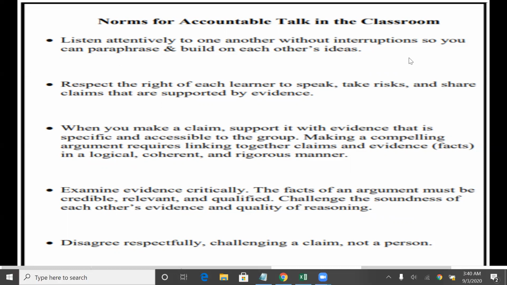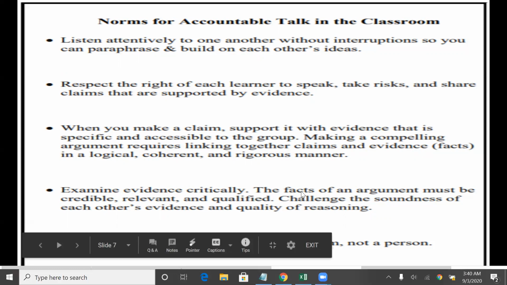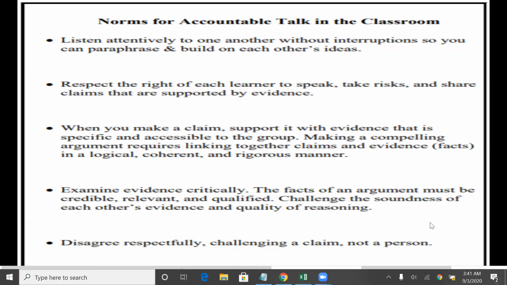Here's number 3. When you make a claim, support it with evidence that is specific and accessible to the group. Making a compelling argument requires linking together claims and evidence, facts, in a logical, coherent and rigorous manner. In other words, you're not just saying what you think, you're giving evidence to support it with facts. Number 4, examine evidence critically. The facts of an argument must be credible, relevant, and qualified. Challenge the soundness of each other's evidence and quality of reasoning.